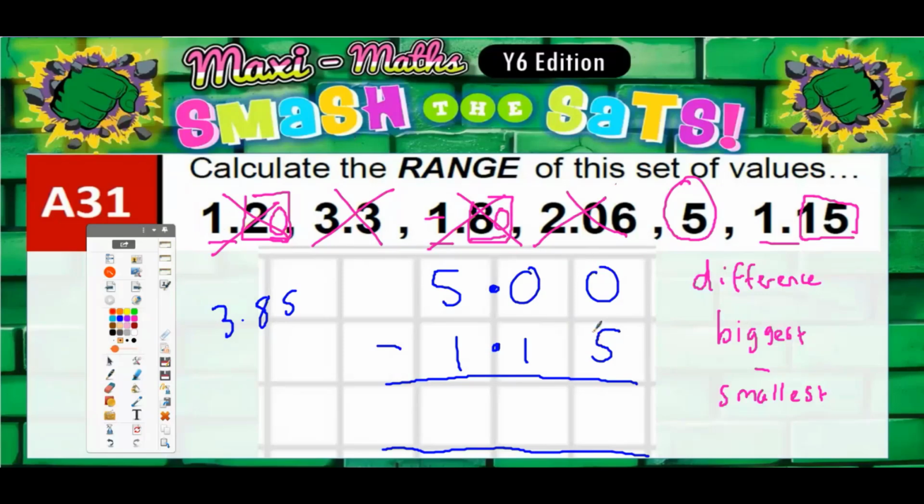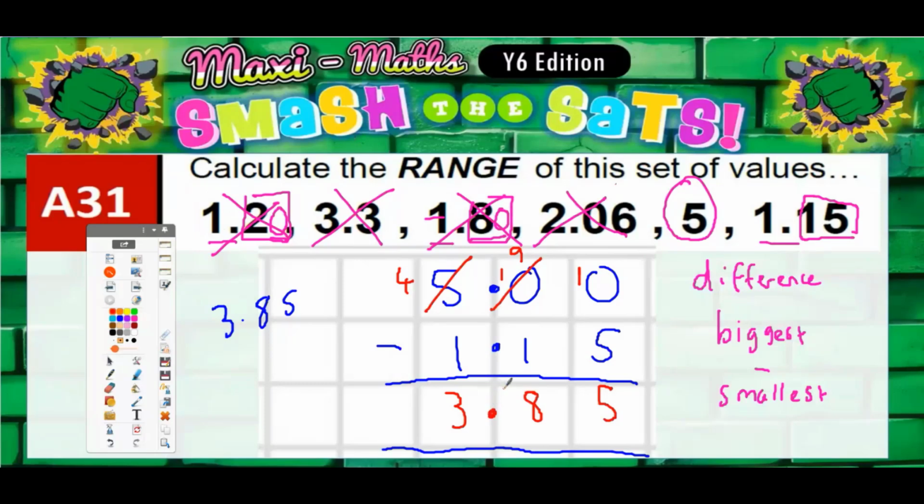So 0 take 5 you can't do, so borrow. Can't borrow from that 0, so you borrow from the 5 becomes 4. The one you borrowed makes this into 10. Still can't do 0 take away 5, so borrow from the 10 becomes a 9. And the one you borrowed makes that into 10. 10 take away 5 is 5. 9 take away 1 is 8. 4 take away 1 is 3. Pop your decimal point back in, 3.85.